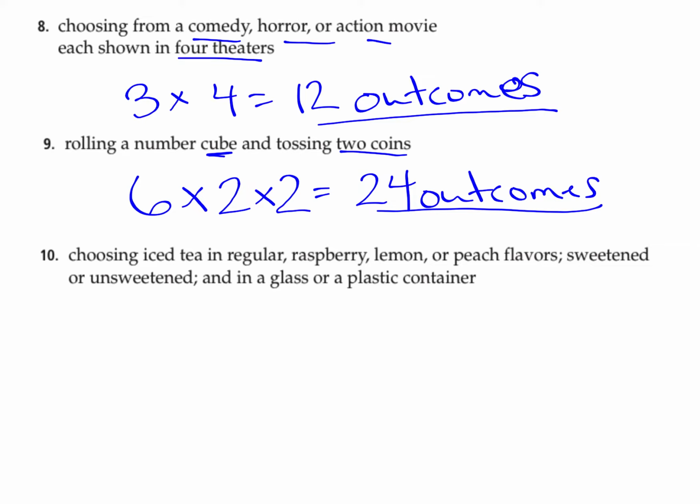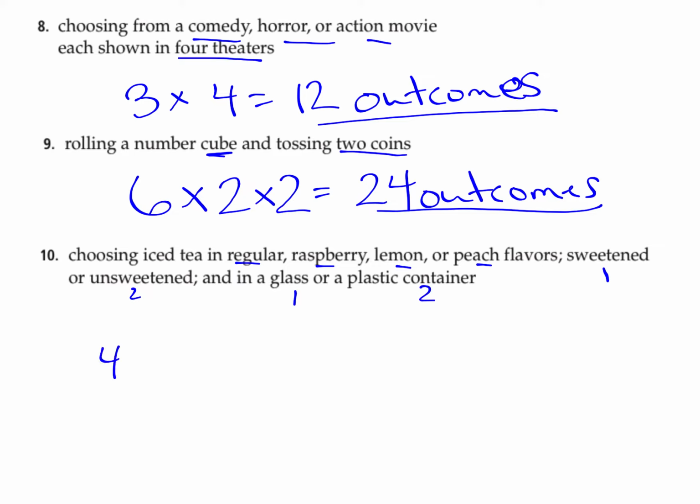Number 10, choosing iced tea in regular, raspberry, lemon, or peach flavors. That's 1, 2, 3, 4 options. Sweetened or unsweetened, that's 2 options for that. And in a glass or plastic container, that's 2 options.